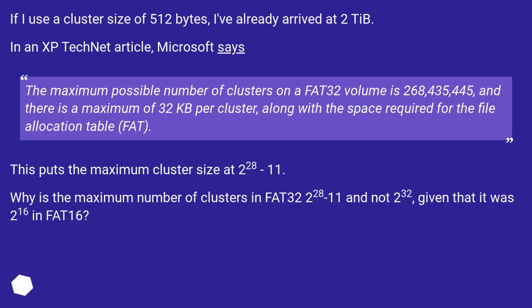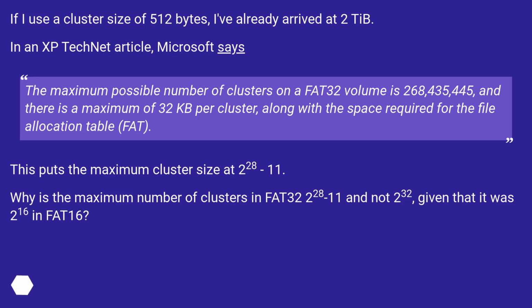In an XP TechNet article, Microsoft says the maximum possible number of clusters on a FAT32 volume is 268,435,445, and there is a maximum of 32 kilobytes per cluster, along with the space required for the file allocation table, FAT. This puts the maximum cluster number at 2^28 minus 11.